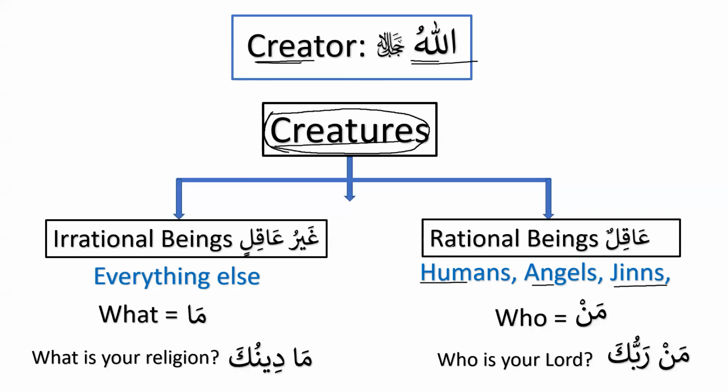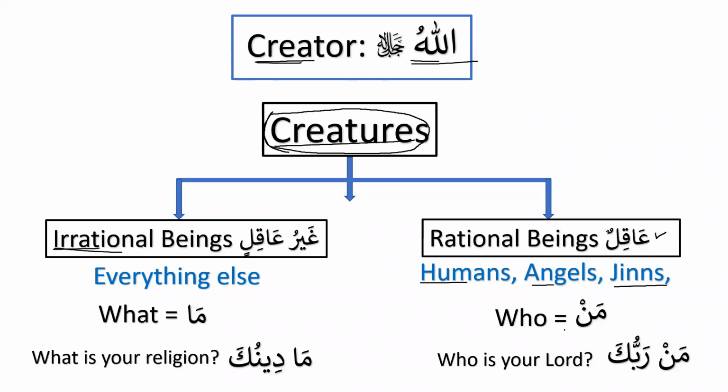And when we talk about the creation, we say that humans, angels, and jinns are in the category of aqilun, they are rational beings. And everything else, as we can see over here, is ghayru aqilin, they are irrational beings. So there are only three rational beings: humans, angels, and jinns. And the rest of the creatures, all of them, everything else is ghayru aqilin, as we can see over here.